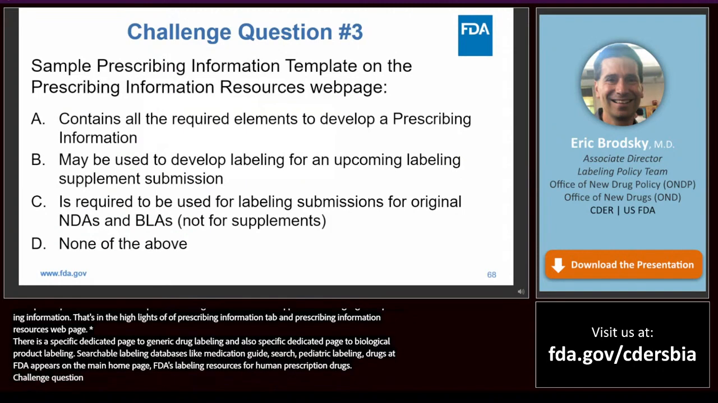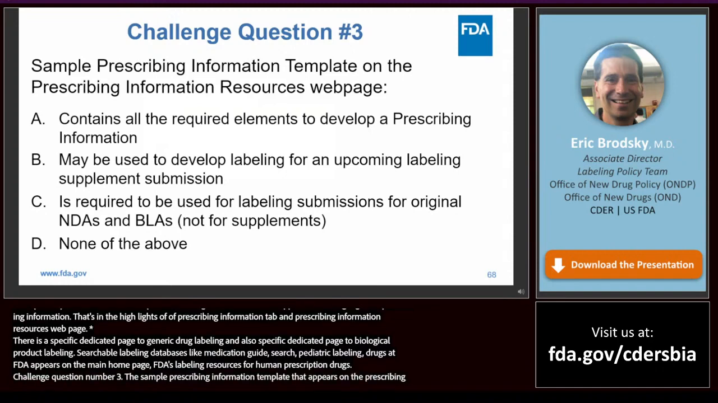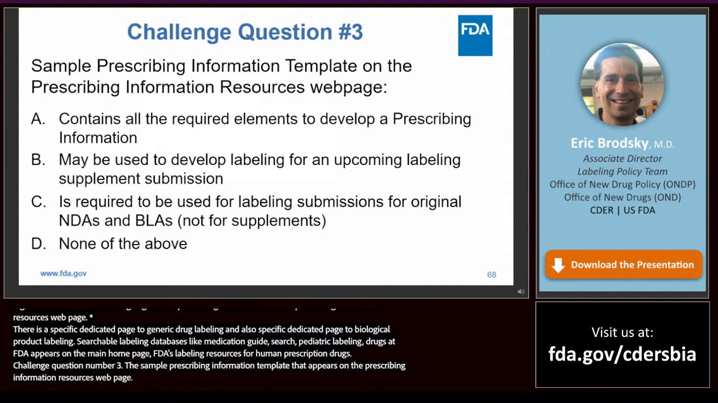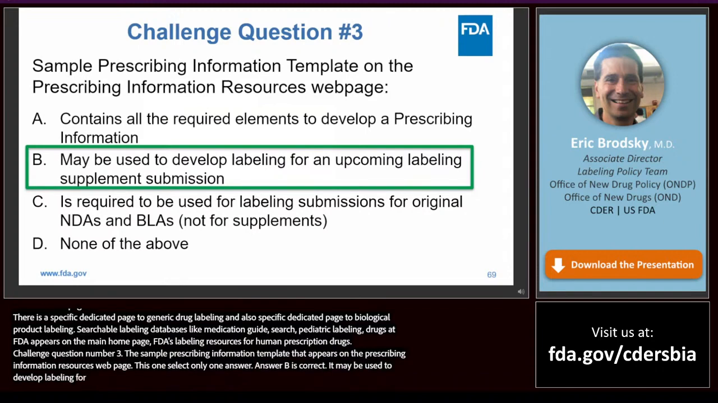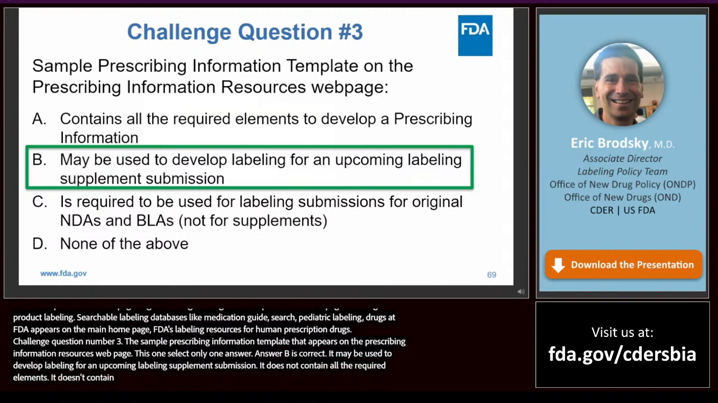Challenge question number 3. The sample prescribing information template that appears on the prescribing information resources webpage. This one, select only one answer. Answer B is correct. It may be used to develop labeling for an upcoming labeling supplement submission. It does not contain all the required elements, doesn't contain all the regulations. There is no requirement to use this template. This is an optional template for you to use.